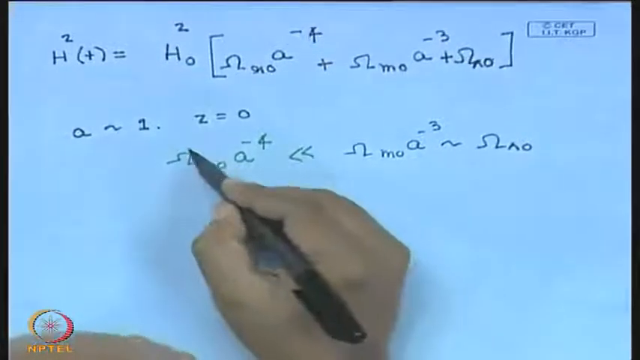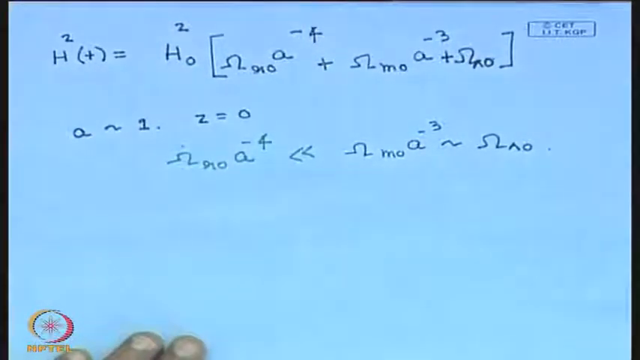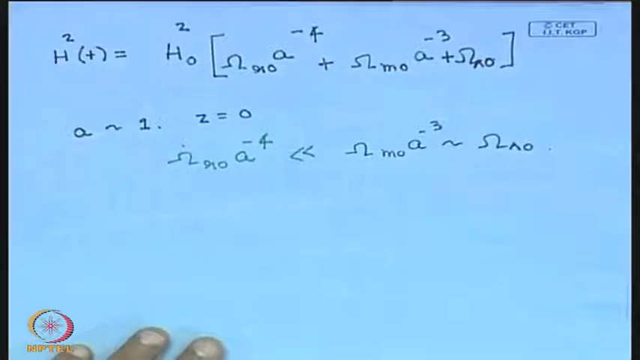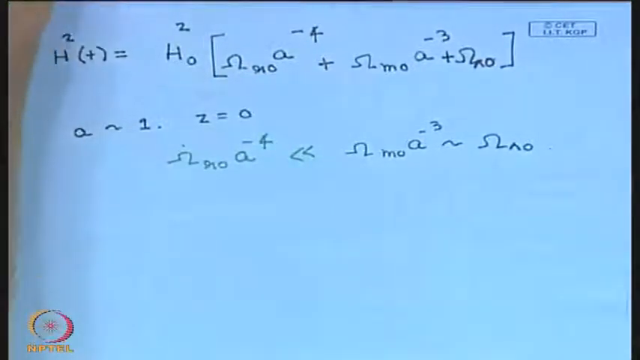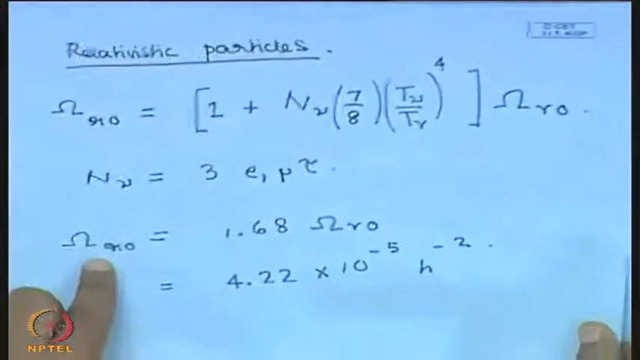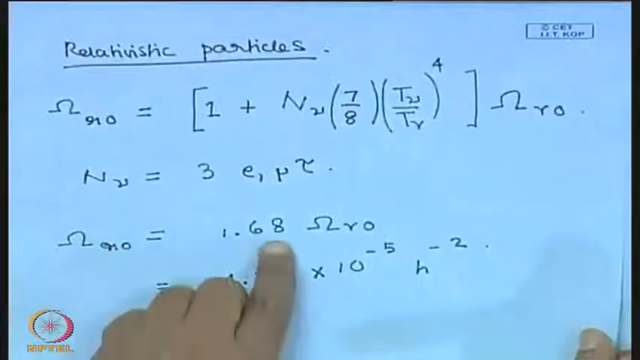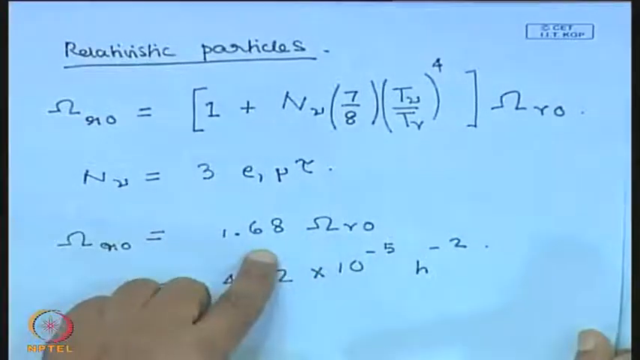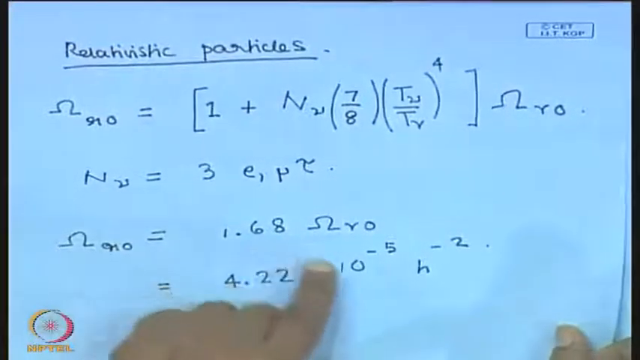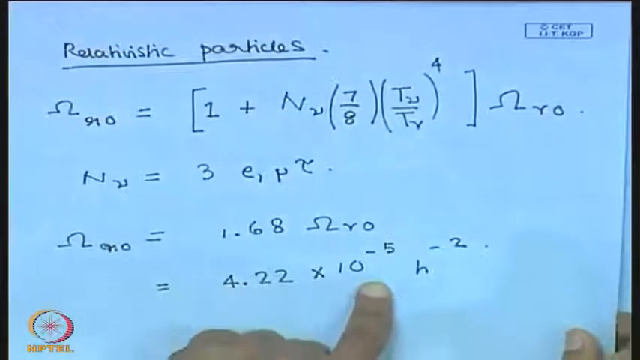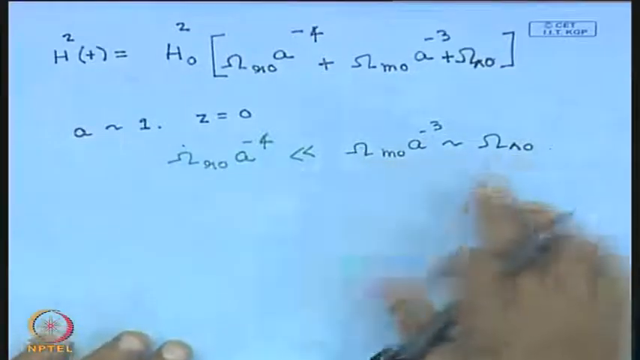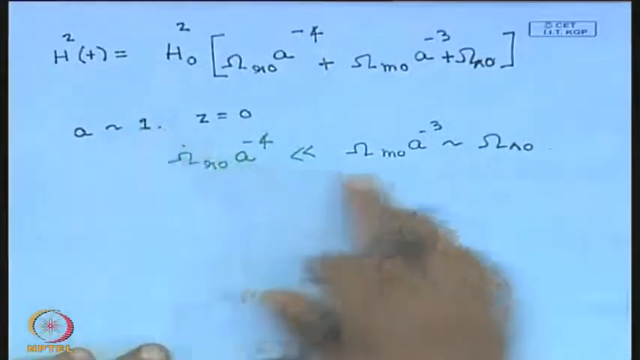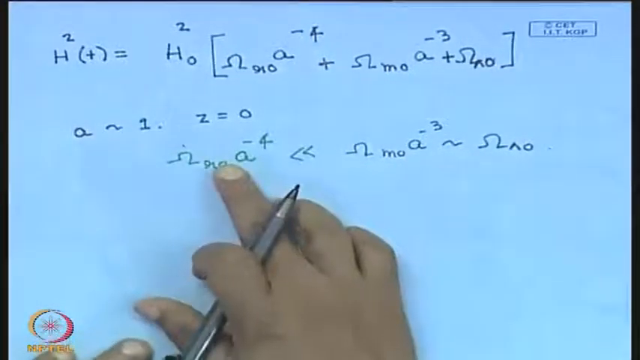So, we can as well forget about this, because we have seen that it is of the order of 10 to the power minus 5. The contribution from relativistic particles, often referred to as radiation, is of the order of 10 to the power minus 5, whereas omega matter and omega lambda are of order unity. So, when the scale factor is of order unity, this can be ignored.